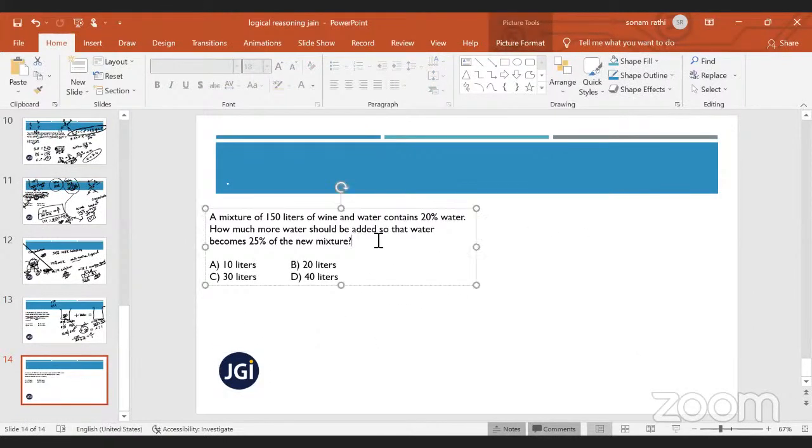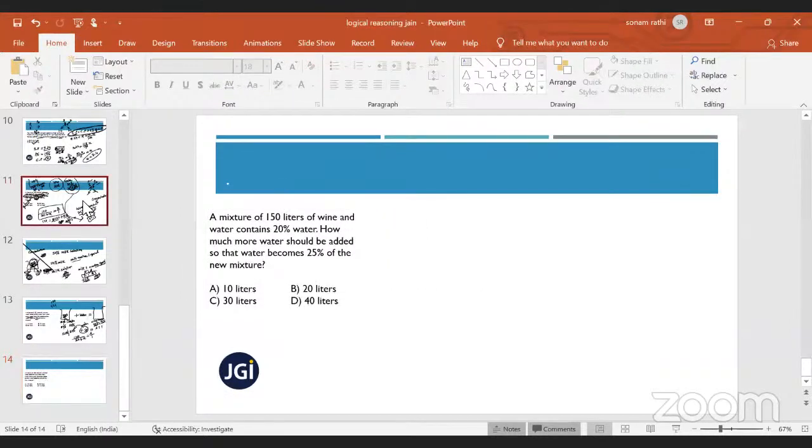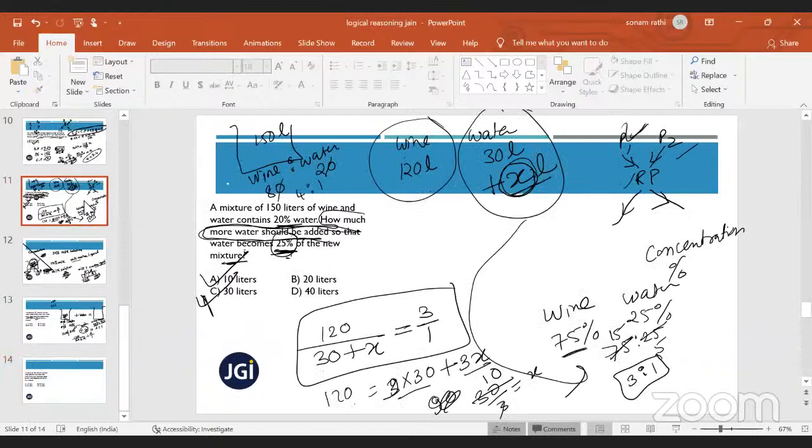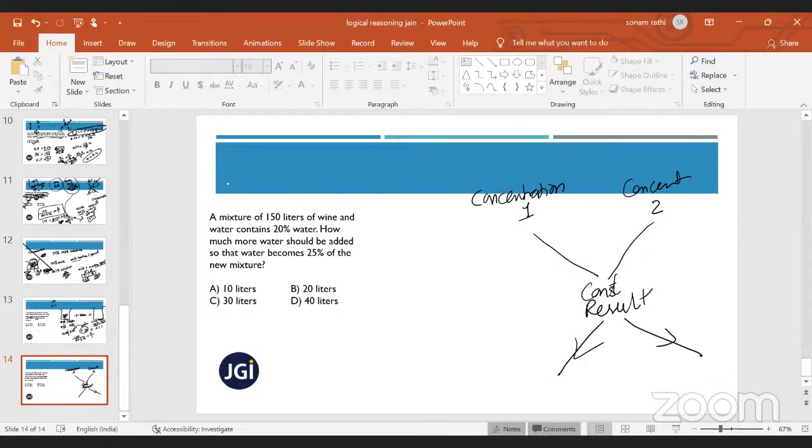Okay, pay attention here. I told you, instead of writing prices, we can write concentration. Yes or no? Instead of writing prices, we can write concentration. So I will say concentration of the first liquid, concentration of the second liquid, concentration of the resultant, right? I can do alligation using this.